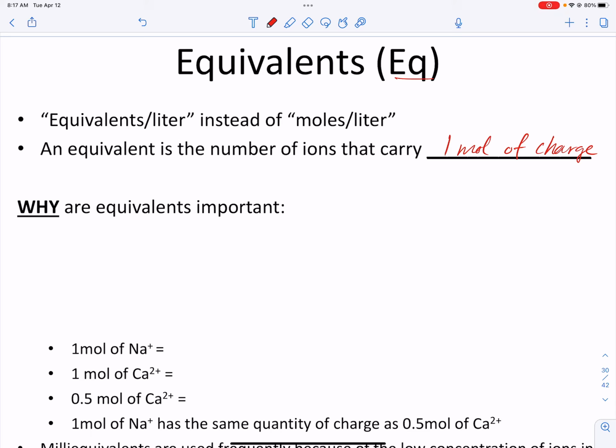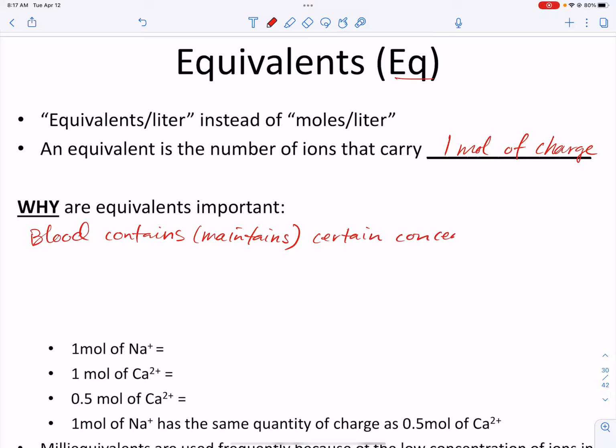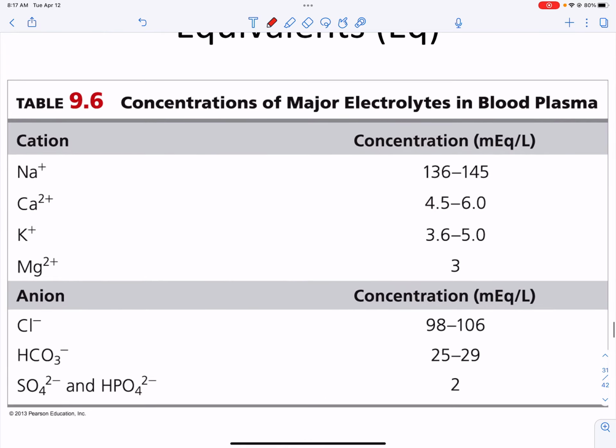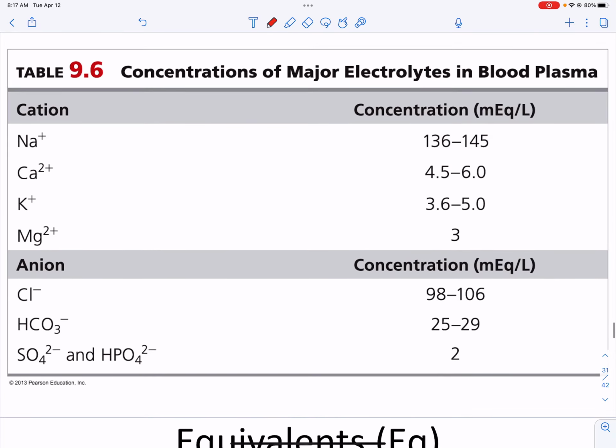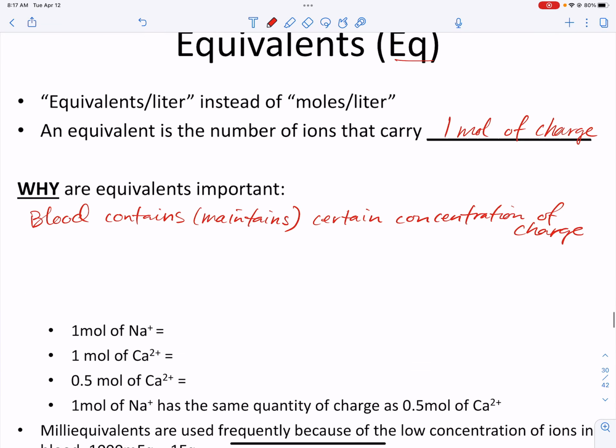So why are equivalents important? And then I'm going to unpack what a mole of charge is. Well, our blood maintains a certain concentration of charge. Okay, our blood has lots of electrolytes in it, and it's important that the charge balance, like the amount of positive charge from the cations, and the amount of negative charge from the anions in our blood are maintained. And I actually have a table right here to show you what those concentrations are of positive and negative charge, okay? I'll come back to that in a second.